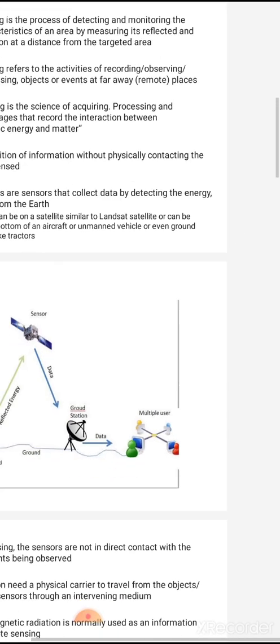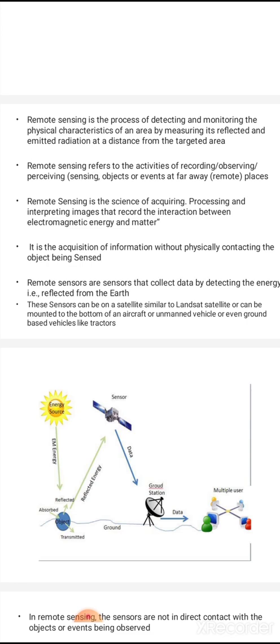Okay. Then we can read. Remote sensing is a science of acquiring, processing and interpreting images that record the interaction between electromagnetic energy and matter. Here the matter is the object. Okay. So because of the interaction of this electromagnetic energy and the object, we can obtain images. Okay, we get images. I already told you that the result of remote sensing technique will be an image, and we can acquire it, process it and interpret those images in order to obtain the physical characteristics of that area.